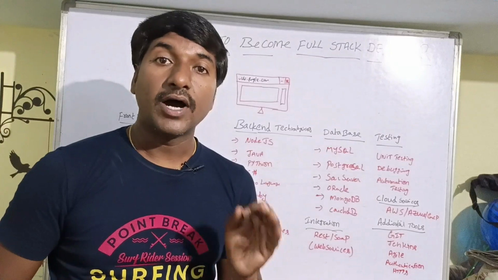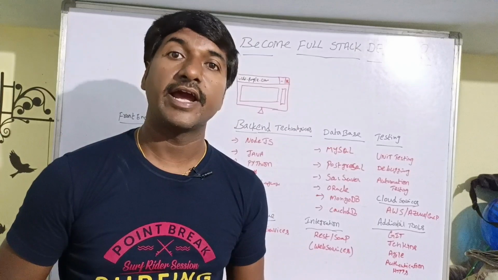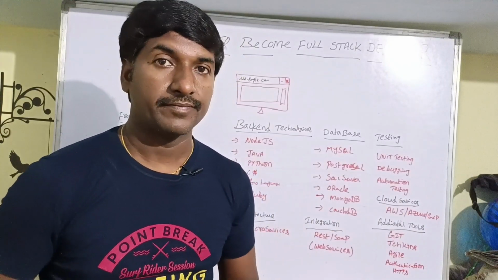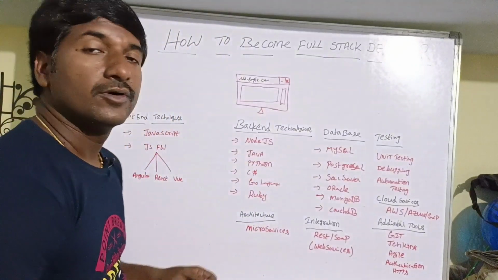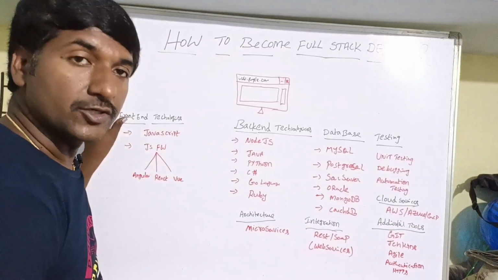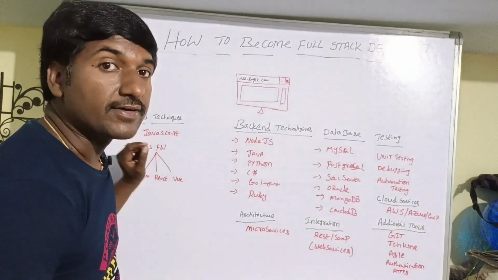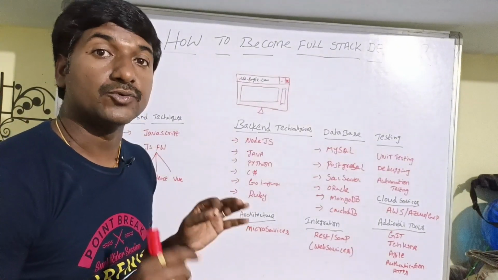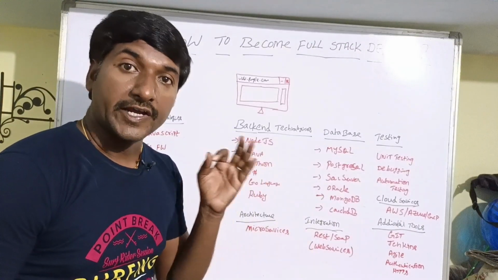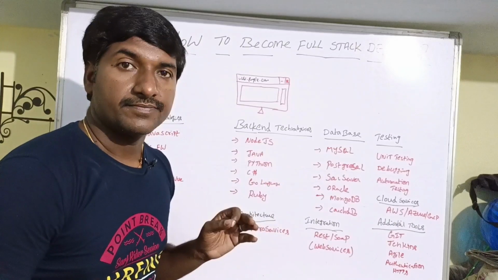Now let me tell you what front-end technologies are required, what back-end technologies are required, and what additional skills are required to become a full stack developer. First, let me tell you about front-end technologies. To become a full stack developer, front-end technologies are required, like JavaScript. JavaScript is mandatory to develop a client-side application. To design and develop any website or application, we must have JavaScript knowledge.